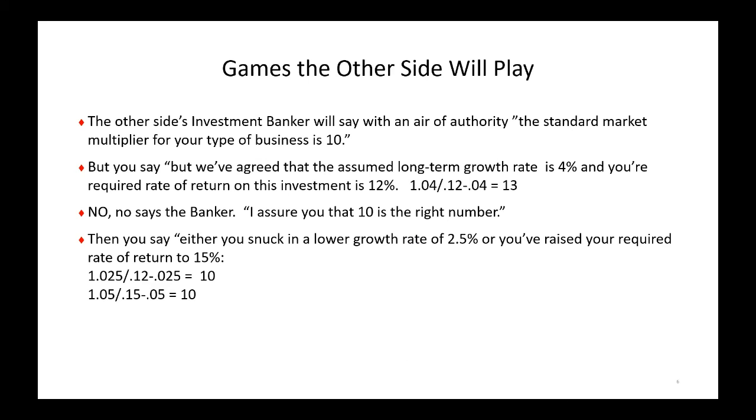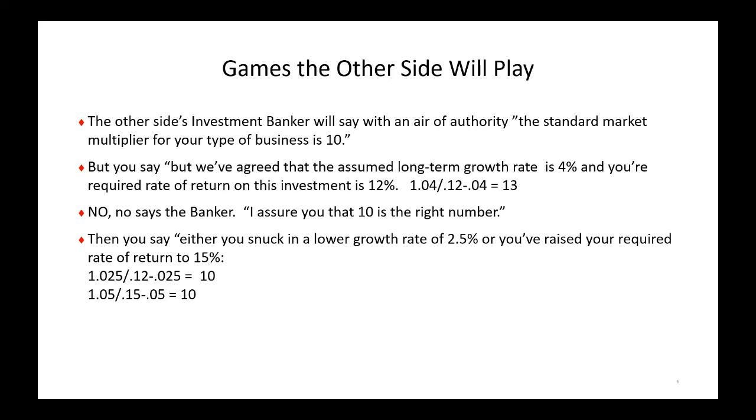I want you to keep in mind that the market multiplier is definitionally the value of a constant growth annuity and is mathematically equal to (1 plus G) over (K minus G). There's no getting around that. It's a mathematical identity. Now, let's assume you're the seller of a business.